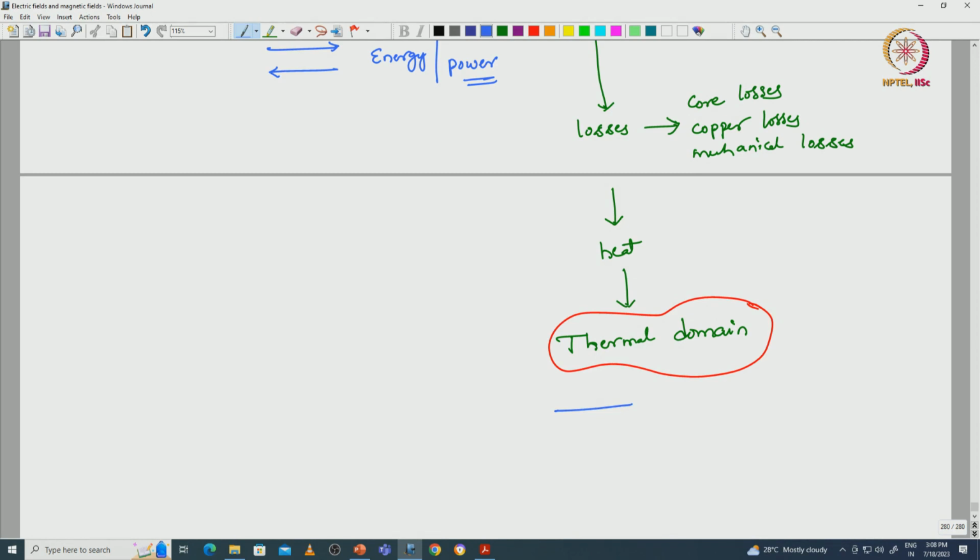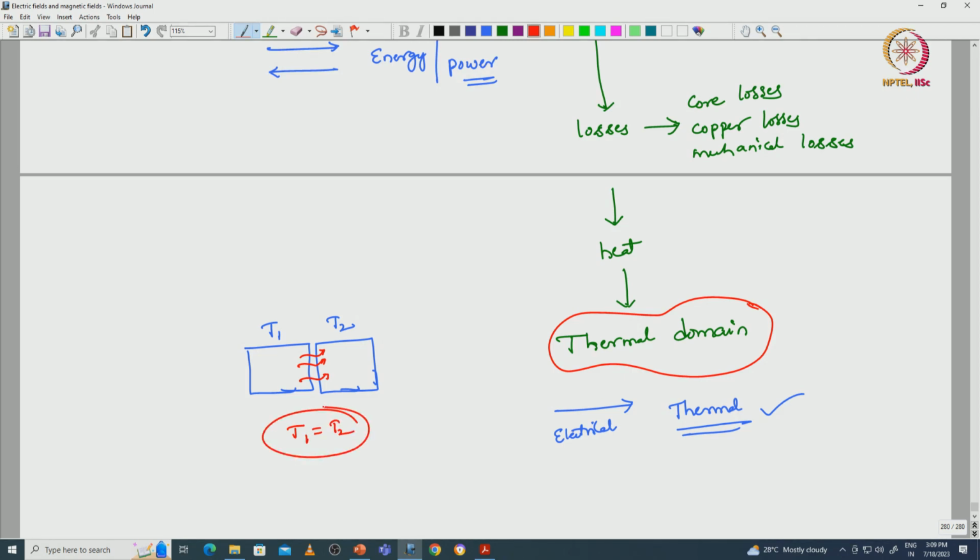In thermal domain, the energy flow or power flow is unidirectional, electrical to thermal, and there is no loss in the thermal domain unless it reaches the equilibrium state. The heat will flow from hotter object to the cooler object, or hotter high temperature region to low temperature region. Let us say this is at temperature T1 and this is at temperature T2, and the heat will exchange till it reaches the equilibrium state where both temperatures of these two bodies are the same, and the heat will flow from high temperature object to the low temperature object.